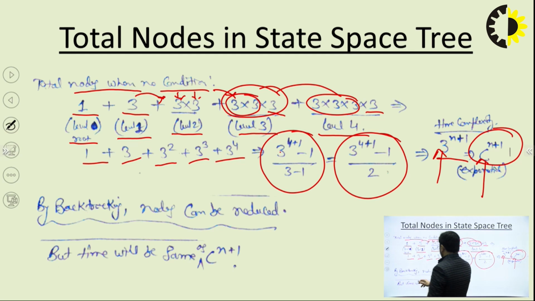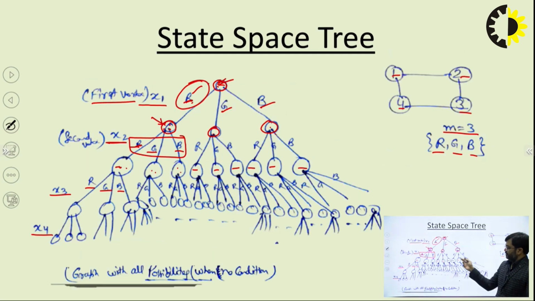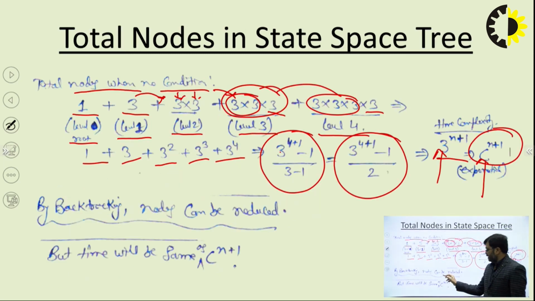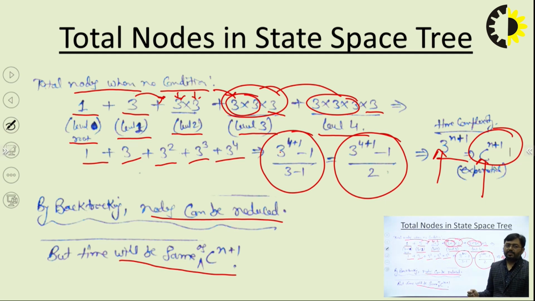By backtracking, the nodes can be reduced. In this state space tree, if we try to kill some path, then we use backtracking. Then the nodes can be reduced with the help of a bounding function, but the running time will be the same as C raised to power n plus 1. We have found that.